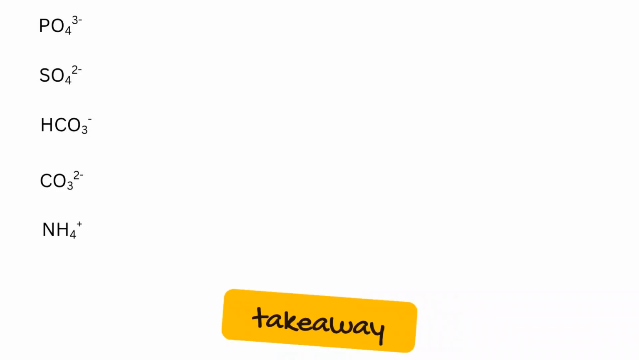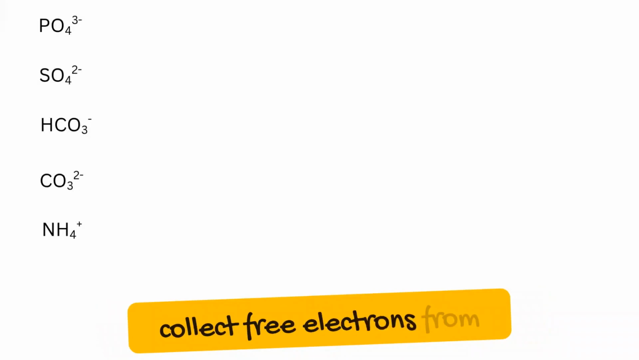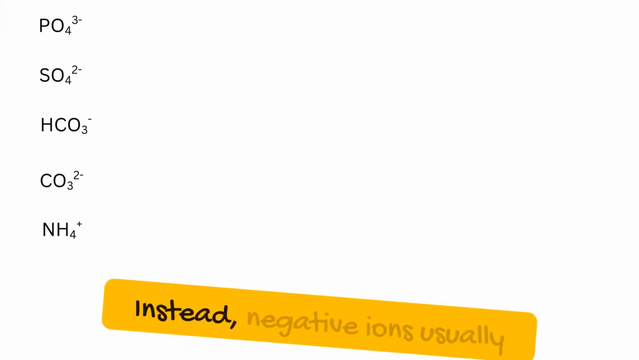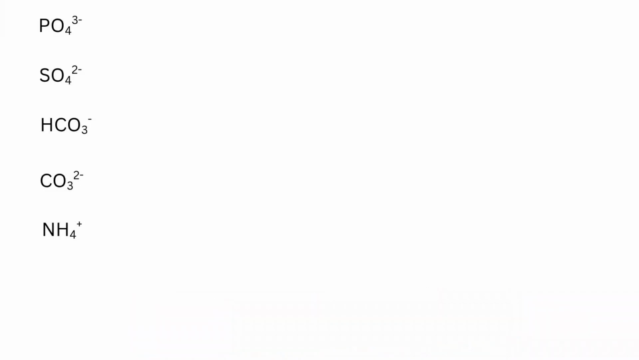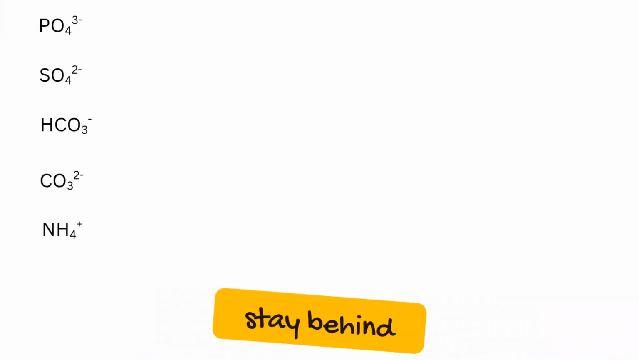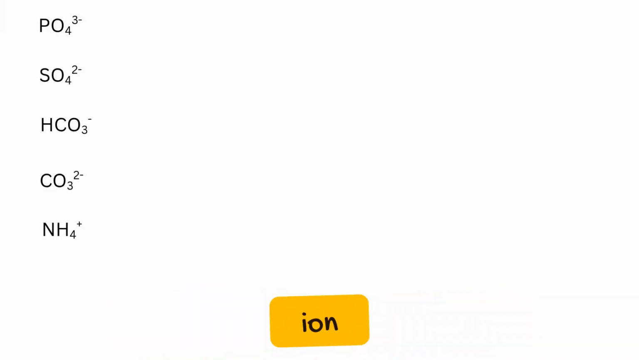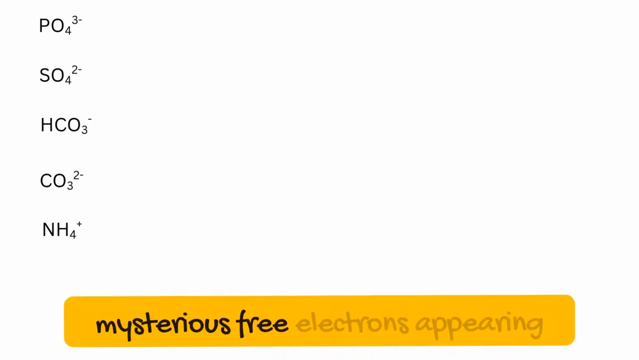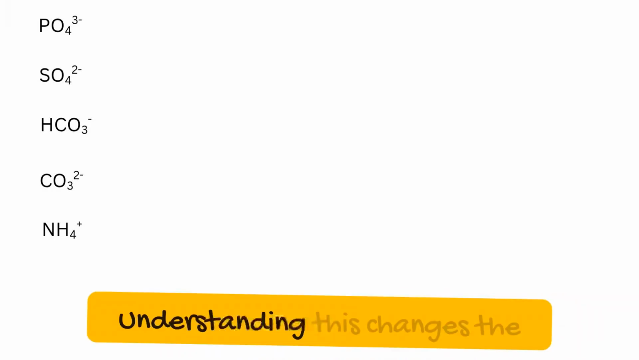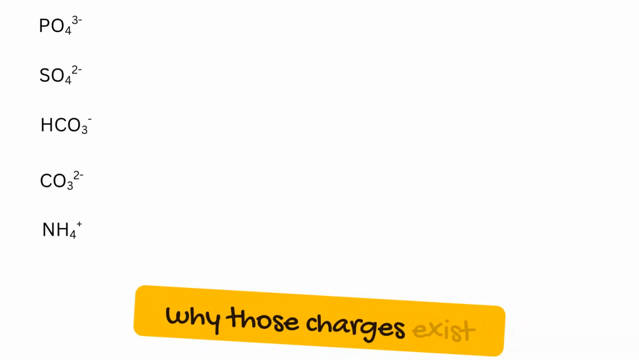So here's the key takeaway. Polyatomic ions don't usually become charged because they collect free electrons from their surroundings. Instead, negative ions usually form when hydrogen ions leave a neutral molecule, while their bonding electrons stay behind. And positive ions usually form when a neutral molecule accepts a hydrogen ion. The charge comes from the chemistry of the reaction, and not from mysterious free electrons appearing out of nowhere. Understanding this changes the way you think about chemistry. Instead of memorizing charges, you begin to understand why those charges exist.